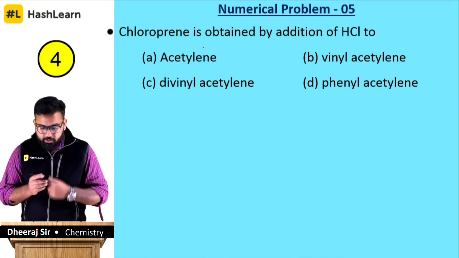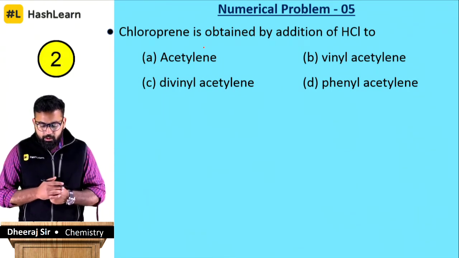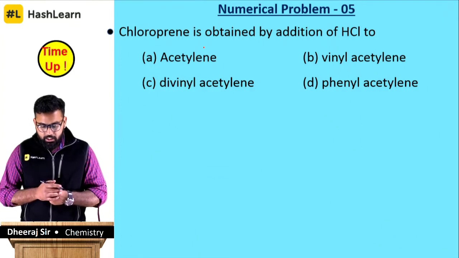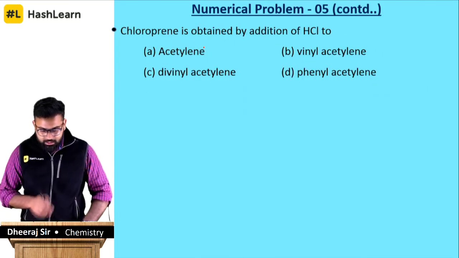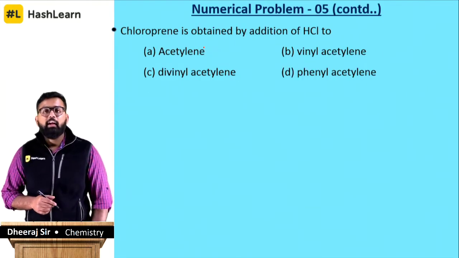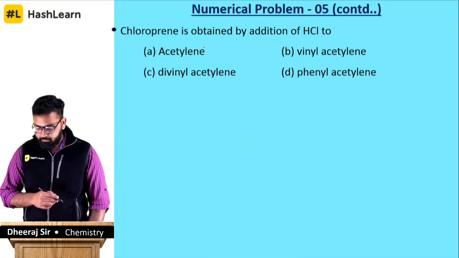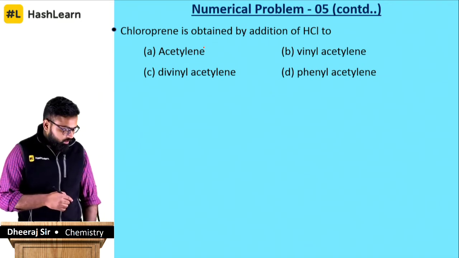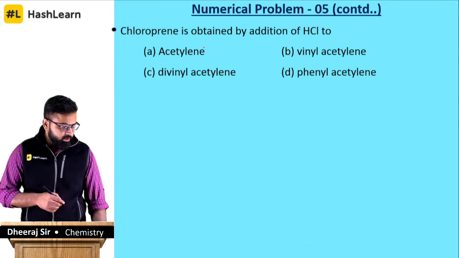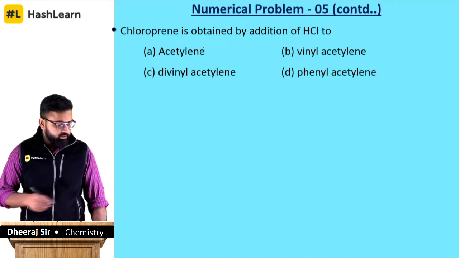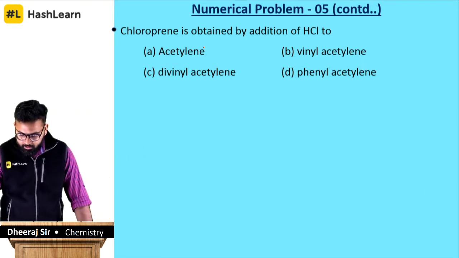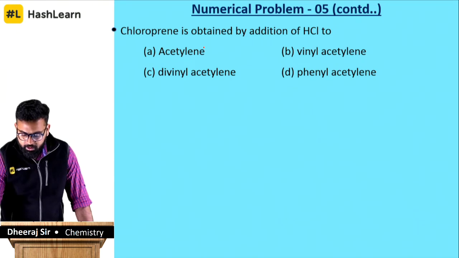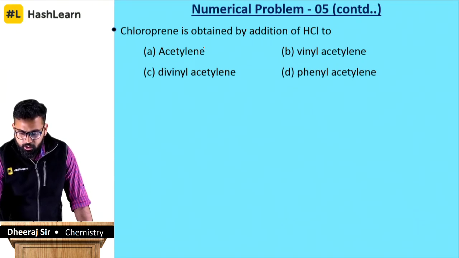Chloroprene is obtained by addition of HCl to acetylene, vinyl acetylene, divinyl acetylene, or phenyl acetylene. These are quite critical reactions based on this chapter, so you can answer this. Shakir, Pooja, Sakshi, Peru, Yogesh, go ahead guys, try to give us the answer. If you think giving you the structure of chloroprene is going to help, let me give it to you as well. I have no worries.